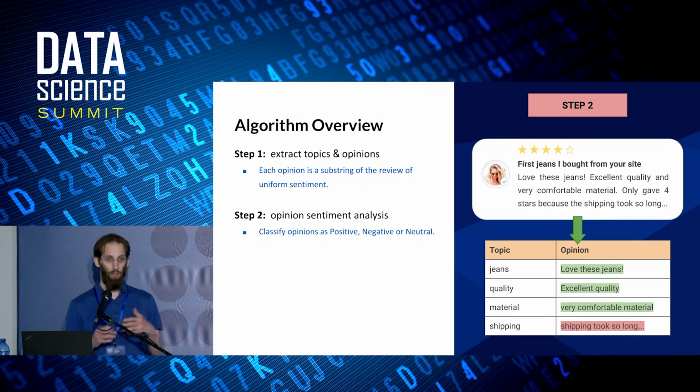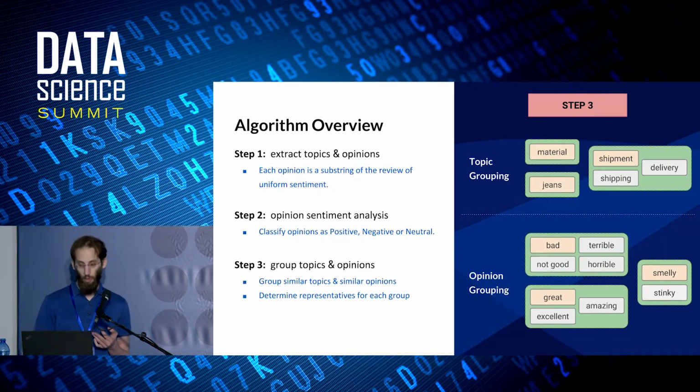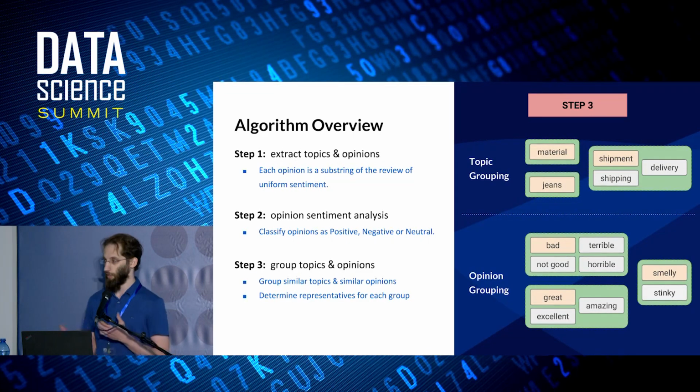The second part is once we extract these opinions, we want to classify the sentiment of each opinion into one of three categories: positive, negative, or neutral. The third part is once we extracted all of these opinions and classified their sentiments, we want to group similar topics or group similar opinions into topic groups or opinion groups.